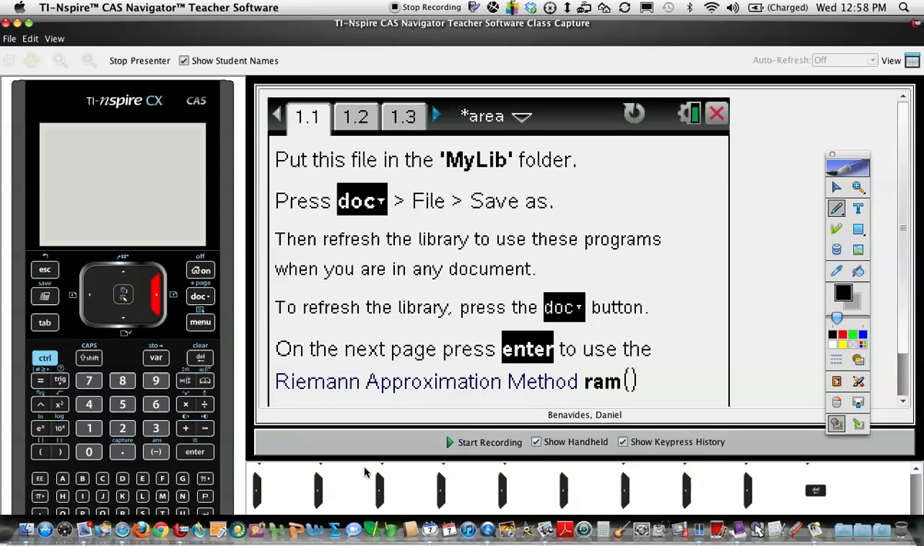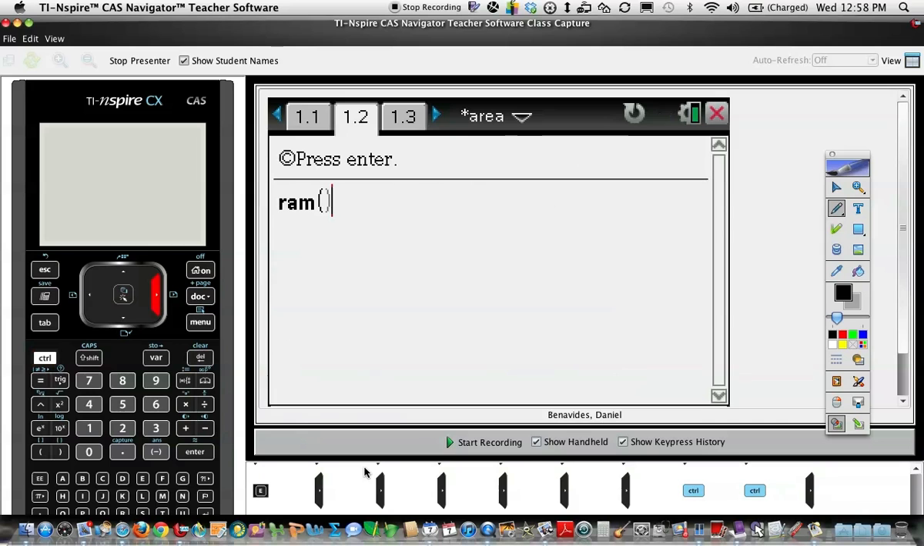Control right arrow will get you to the next page. Okay, now, don't press enter yet. I know it says press enter. You didn't do it. Well, okay. Daniel did, thank you. If you did, it's not a big deal. But listen, all this right here, all 1.2, is a calculator page.